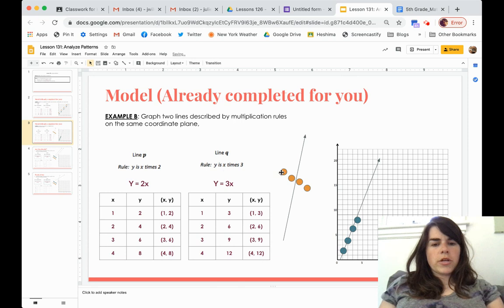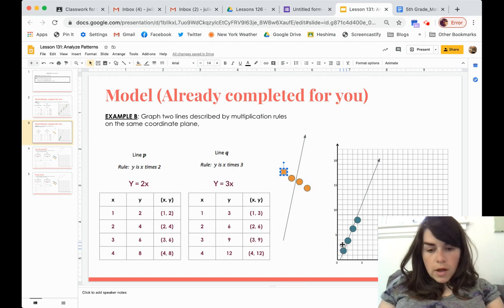Okay, then we're going to do this line. Y is 3 times x, so y equals 3x. So over 1, up 3 is our first one. Over 2, up 6 is our second one. Over 3, up 9. And over 4, up 12.